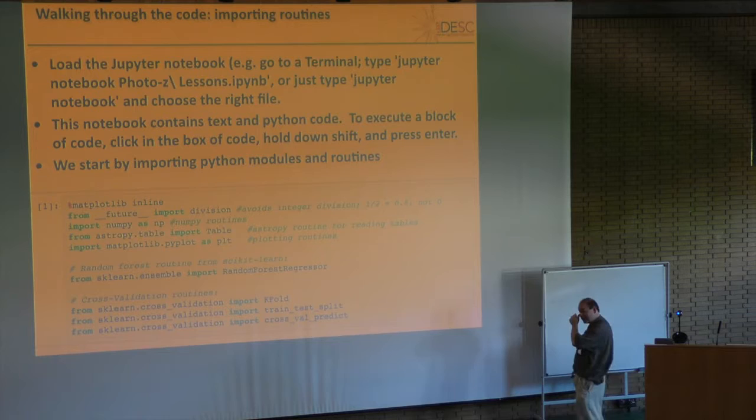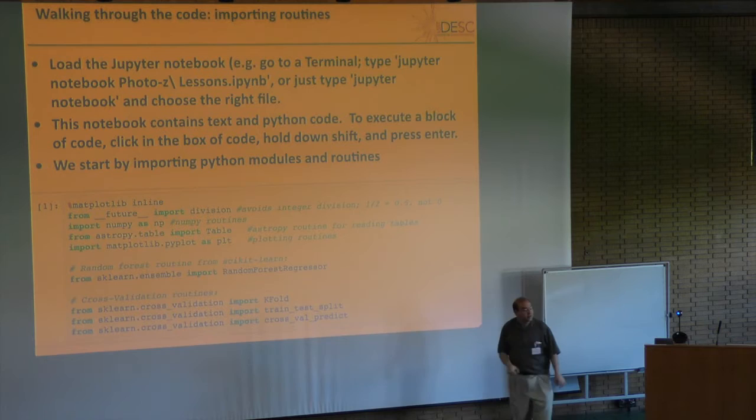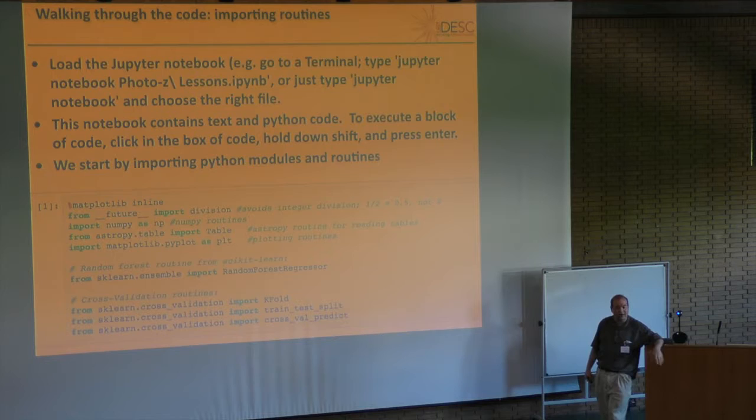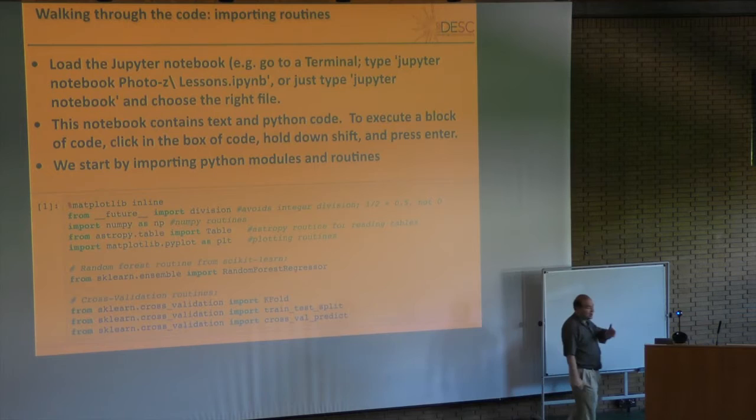So the first thing we do is import a set of Python routines. The important ones are astropy.table, which is a routine that reads in structured data files, including text files, or in our case, an astronomical format called FITS. So we need that table routine. We need the random forest regressor routine, which is what's going to do all the work today. And then I probably won't spend time talking about it, but we also have a few routines to do what's called cross-validation, which is a better way of testing machine learning results.